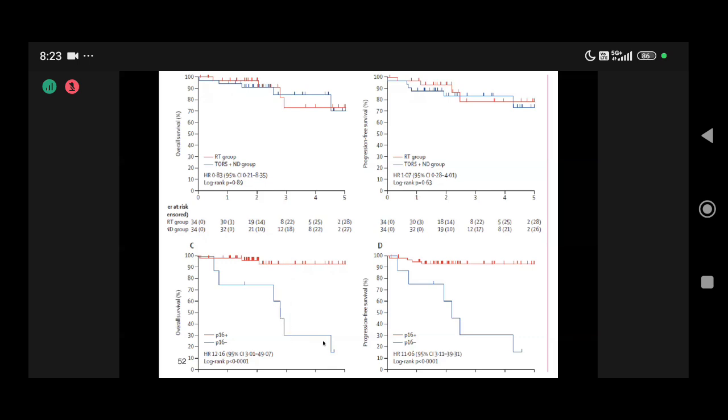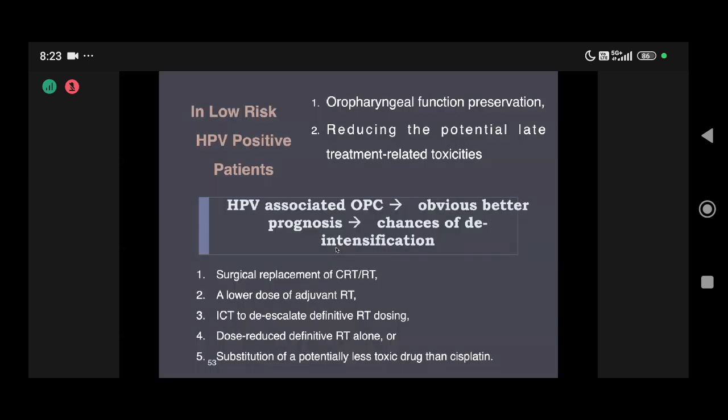The P16 negative tumors treated with radiation did worse as compared to the P16 positive tumors. So the point is, again, HPV negative and HPV associated malignancies are way different. So any extrapolation of data from the West for HPV associated malignancies cannot directly apply to our group of patients, which are majority P16 negative. So we need P16 negative specific data or data from the Indian subcontinent, which might change practices for us.